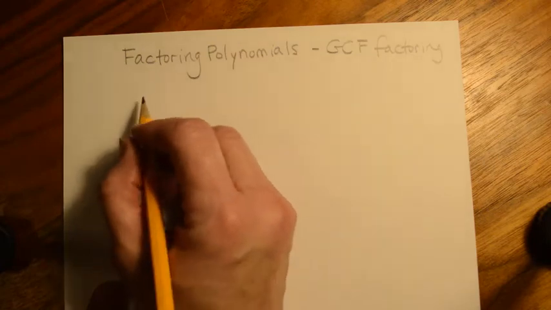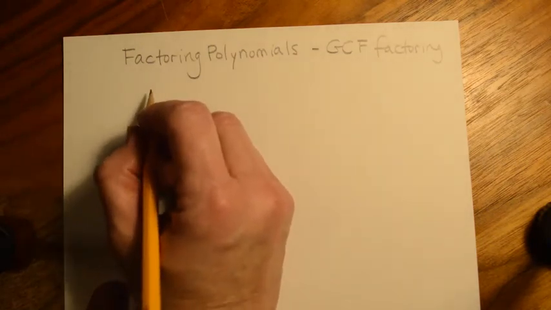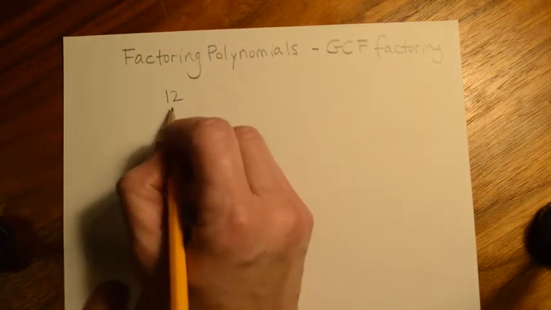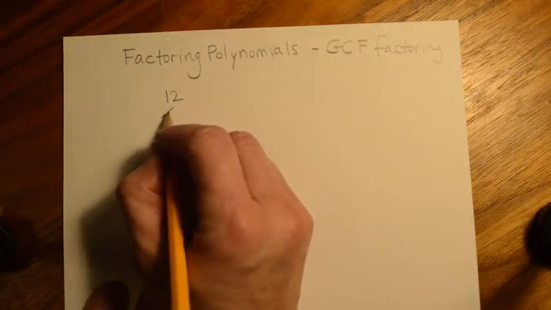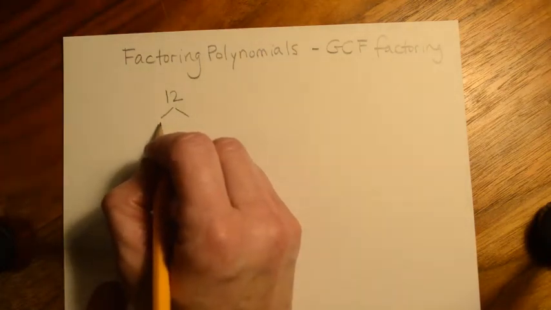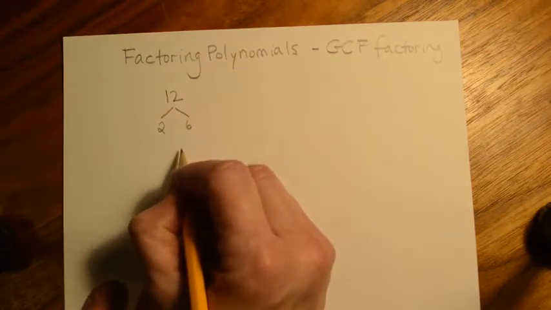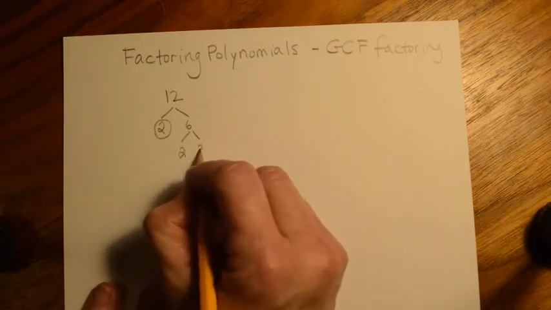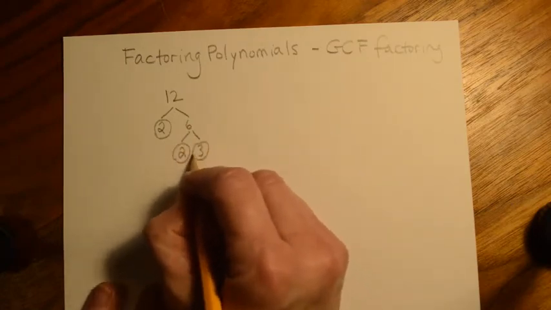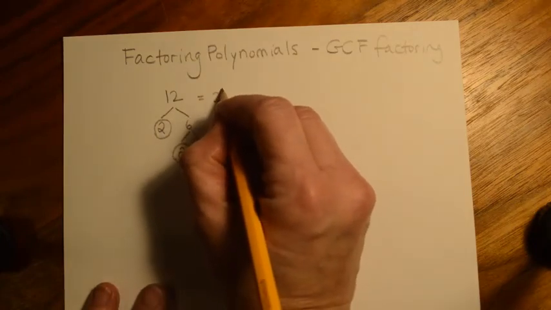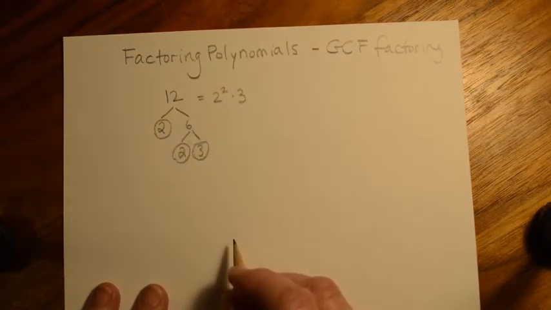All right, so think about when you learned how to do prime factorization back in 4th grade. We would take a number and break it down into its factors, its prime number parts. So we could say that this was a 2 and a 6. 2 was prime, so we stopped there. 6 is 2 times 3. 2 is prime. 3 is prime. So this would be the prime factorization, 2 squared, or 2 times 2 times 3, right?